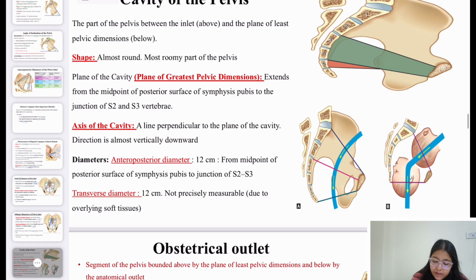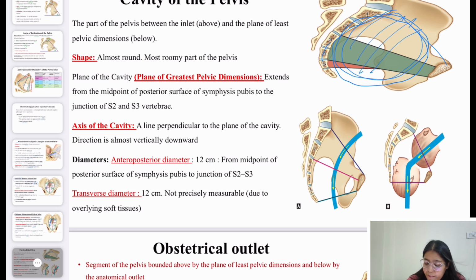Now cavity of the pelvis. So this is this part. This is the cavity of the pelvis through which the fetus will pass during its birth process. So the part of the pelvis between the inlet and the plane of least pelvic diameter below is the cavity of the pelvis. I will tell you about the plane of least pelvic diameter.